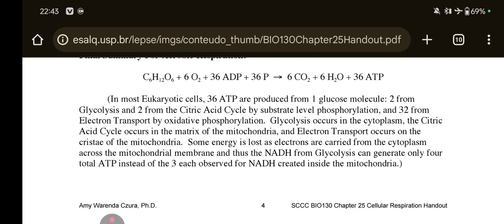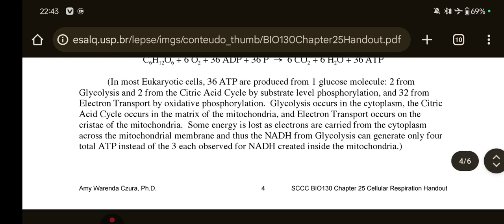In most eukaryotic cells, 36 ATP are produced from 1 glucose molecule: 2 from glycolysis and 2 from the citric acid cycle by substrate level phosphorylation, and 32 from electron transport by oxidative phosphorylation.